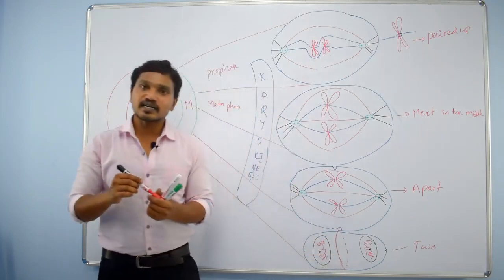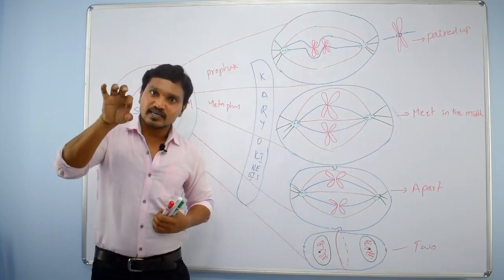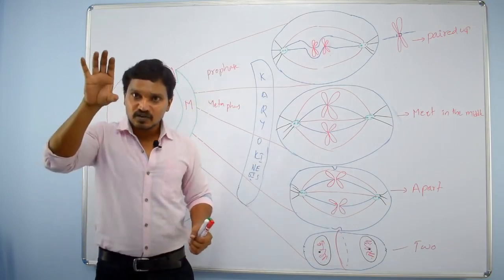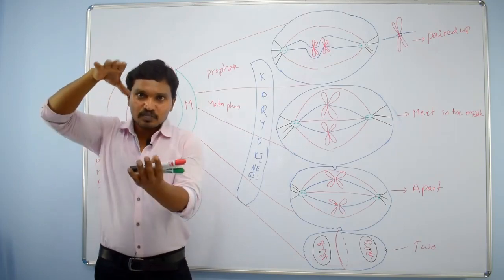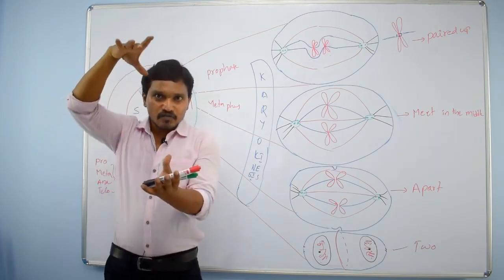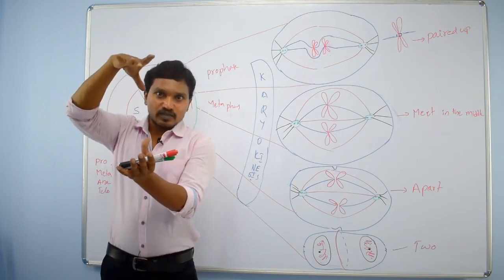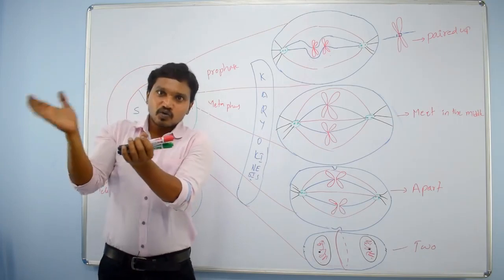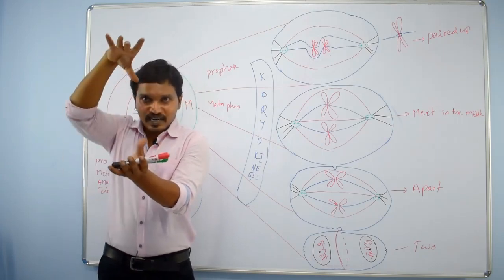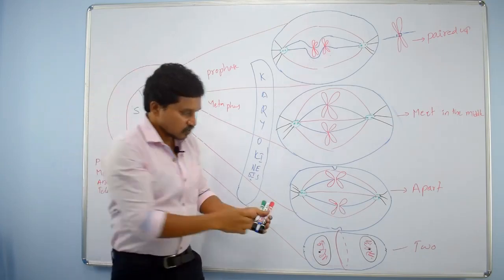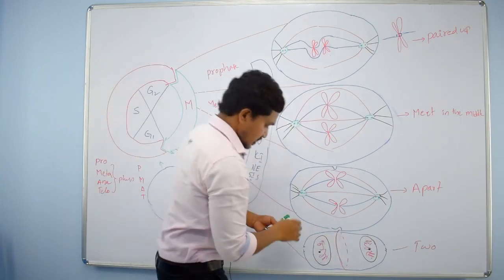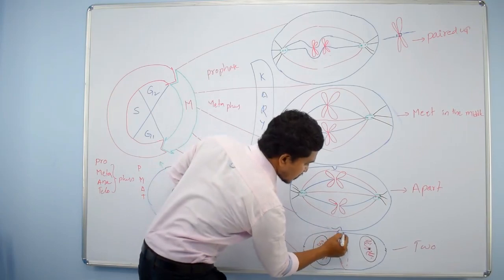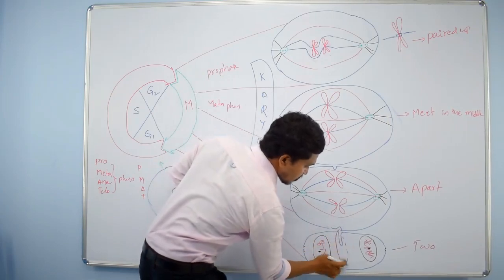This contractile ring keeps on contracting. Of course, this contractile ring is formed by actin filaments. So these actin filaments contract, so just imagine one balloon with air. If you are holding the center of the balloon and keep on pinching, 2 balloons will be formed. In the same manner, this contractile ring will be contracting. So finally, it will be formed like this.